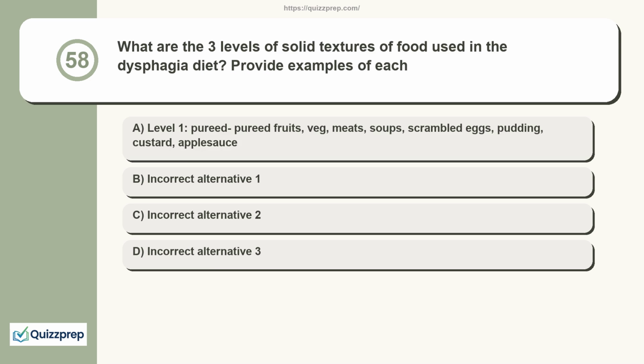Question 58. What are the 3 levels of solid textures of food used in the dysphagia diet? Provide examples of each. Level 1. Pureed fruits, veg, meats, soups, scrambled eggs, pudding, custard, applesauce.